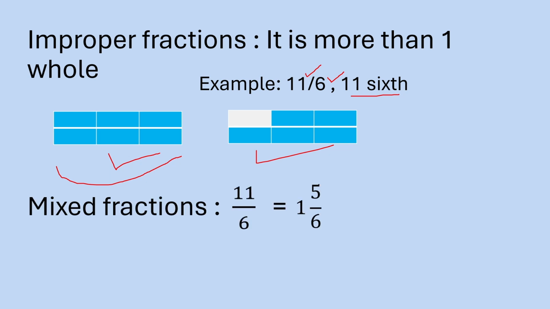Next is mixed fractions. It is the same example as above, 11/6. This fraction is equal to 1 and 5 divided by 6. Here 1 is the whole number, that means this is the one full rectangle, and 5 divided by 6 is the second. Here 5 parts are colored, so the final value is 1 and 5 divided by 6.